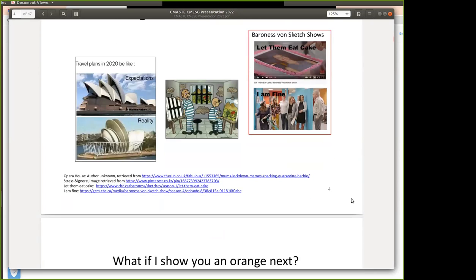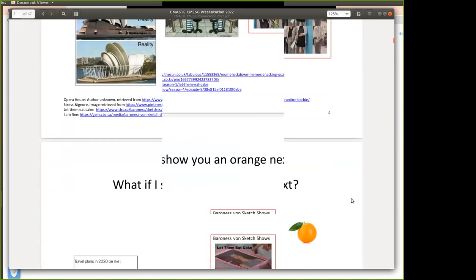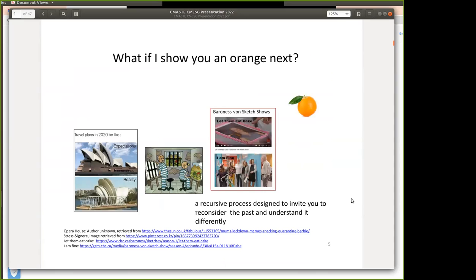But if I show you the next image, an orange, what do you think about the past that you have already experienced? The three images that you have just seen. What do you think about them?